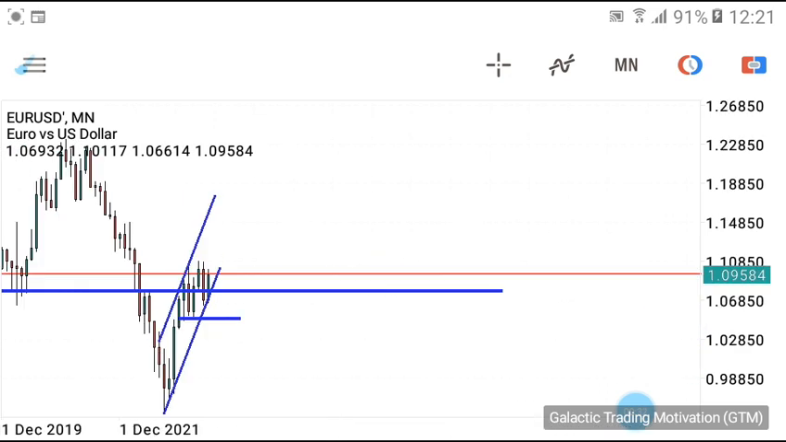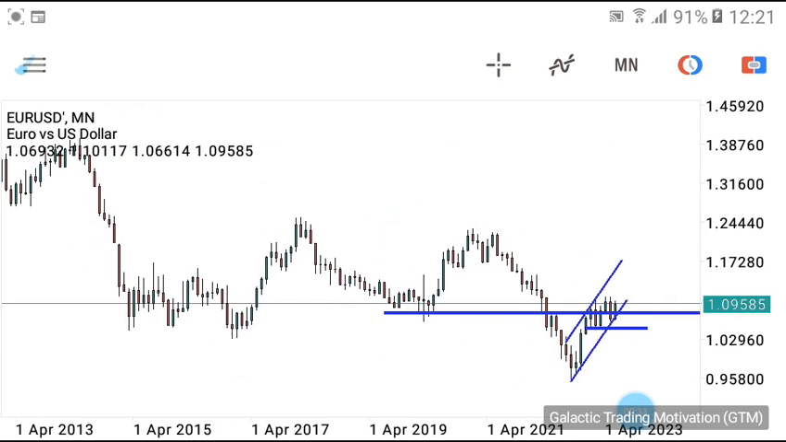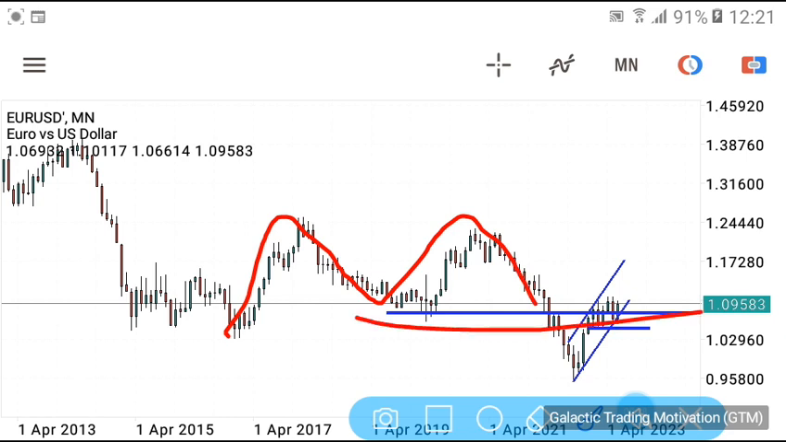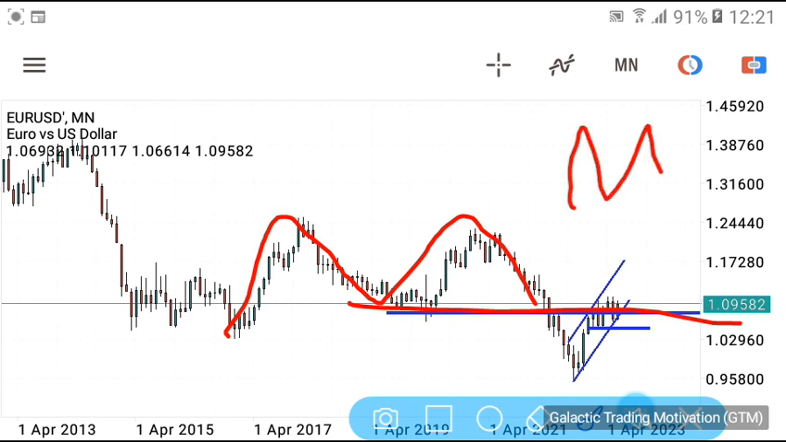Just to recap, the last time we spoke about this particular pair, we had mentioned that we had this huge M structure over here, which had a neckline at that level more or less. And you guys by now know that whenever we have these M structures, you want to see price break into the bottom side of that neckline, heading back to the neckline to give it a test. And at that neckline is generally where we look for those potential selling opportunities.